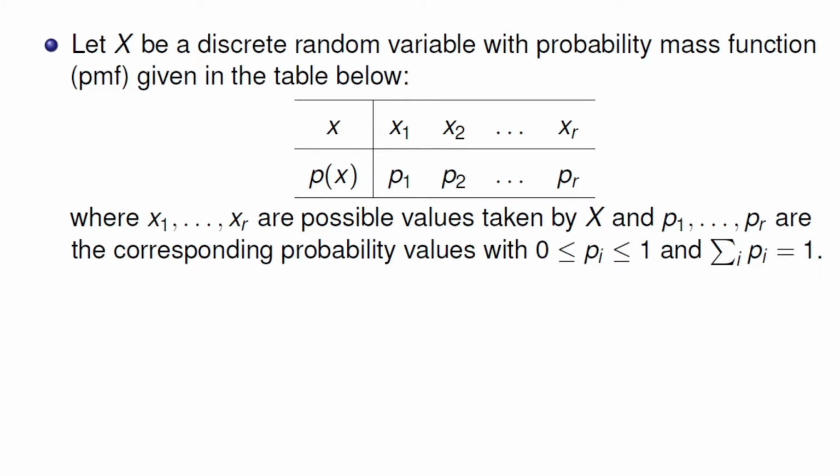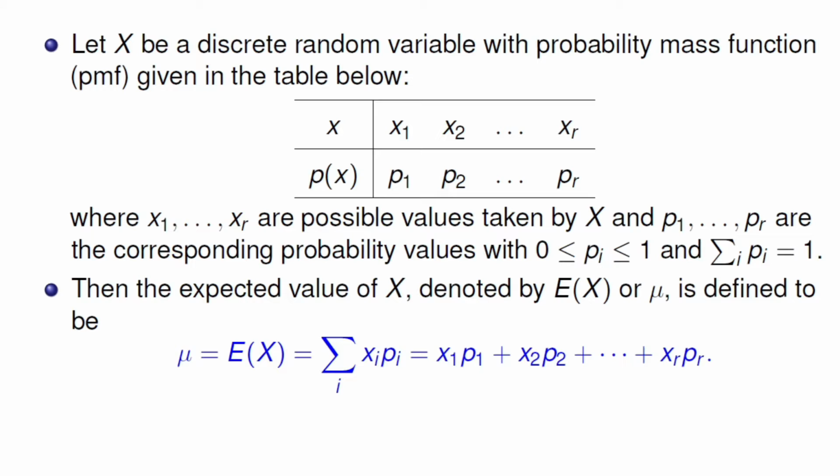Now, let's talk about how to find the expectation of a random variable. Here, let X be a discrete random variable with probability mass function given in the table below. In this table, the first row are the possible values taken by the random variable X, and the second row gives the corresponding probability values. The probability values have to be between 0 and 1, and their summation must be 1. The total probability is 1.